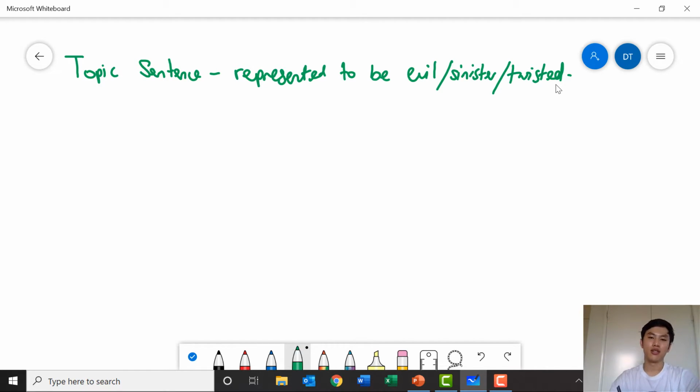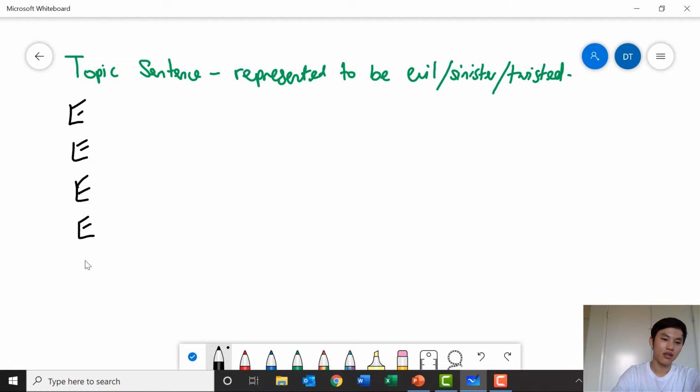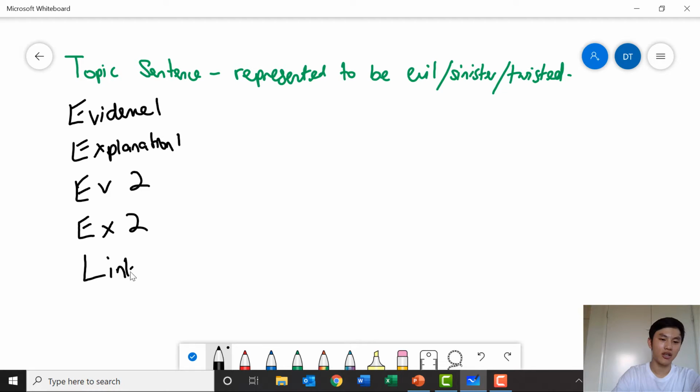And now, since I have an answer to the question, I have something that I'm aiming towards. So I'm aiming to argue that the Joker is represented to be evil, sinister, and twisted. Now I can start looking for pieces of evidence or techniques to support this. So it's very important that when we're following this, I think you guys use TEAL structure now, right? When you're following a TEAL structure, so this is evidence 1, explanation 1, evidence 2, explanation 2, and then you have your link back.